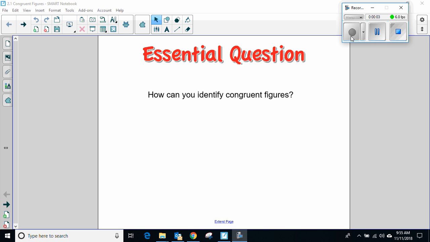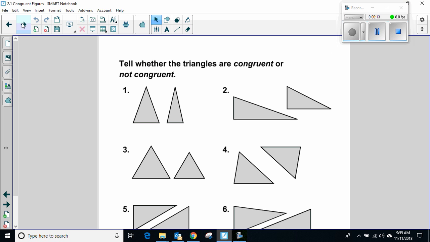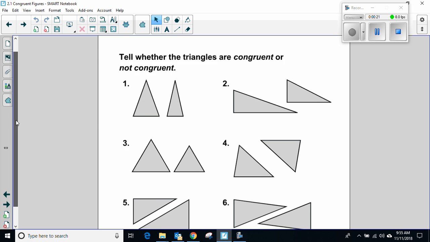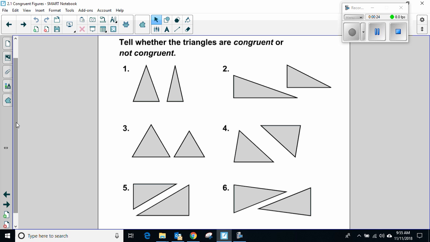Today's target is how can you identify congruent figures? You're going to need your spiral and a pencil out for this lesson. I'd like you to go ahead and start with this. Tell whether the triangles are congruent or not congruent. Go ahead and number your spiral 1 to 6, pause the video, and simply write congruent or non-congruent next to each number.